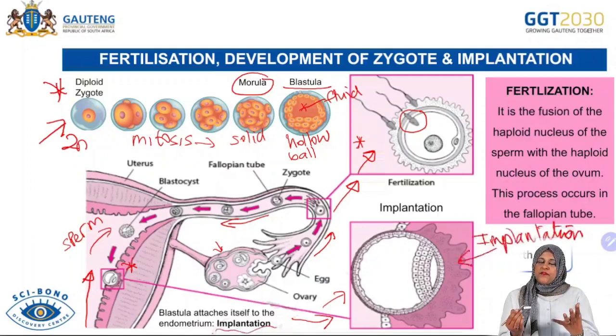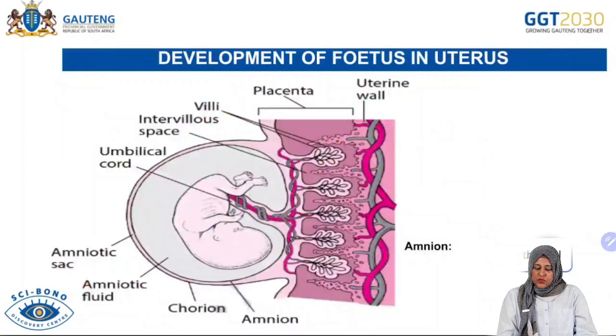Now we're talking about the development of the fetus in the uterus. Fertilization has occurred. So let's look now at the development of the fetus. Now this structure here is called chorionic villi. It's finger-like projections of the chorion, which is a structure here. The outermost structure here is a chorion.